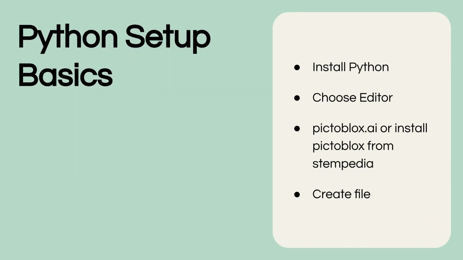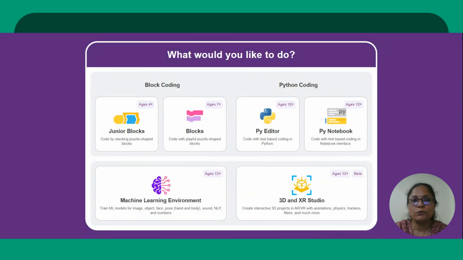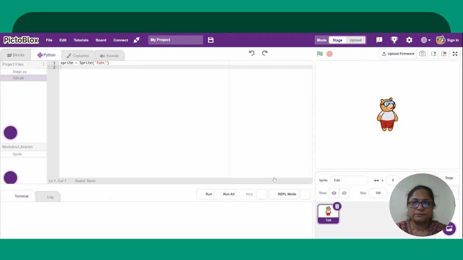Before we start coding, make sure you have Python installed on your system, or else you can use the PictoBlox.ai website to open the Python editor in PictoBlox. So for this program, we are going to use the PictoBlox.ai website. From this, we are going to select the Python editor. Now here, type your program.